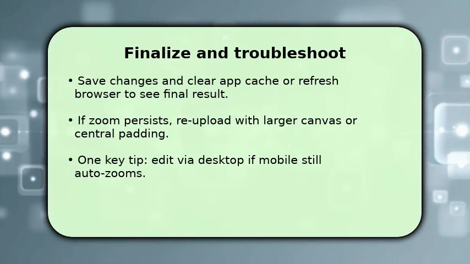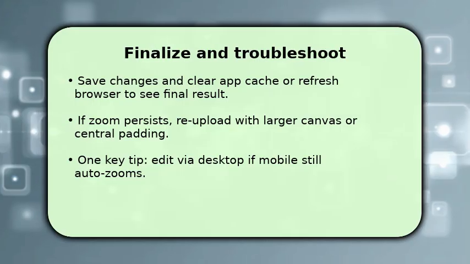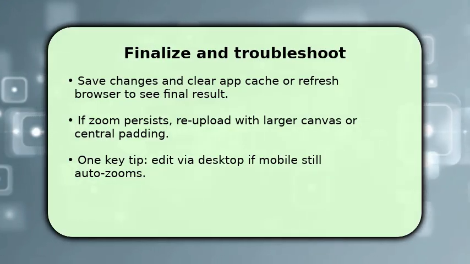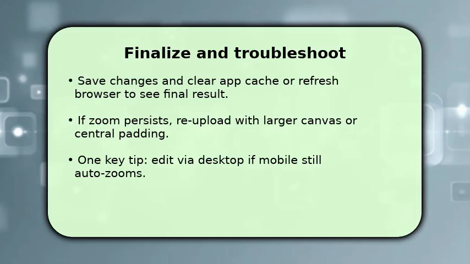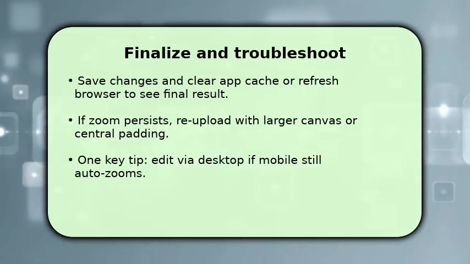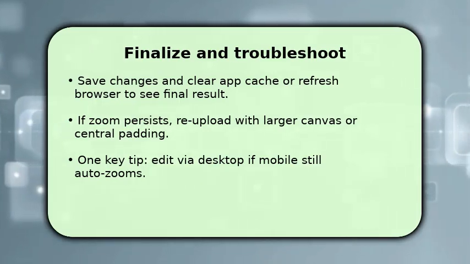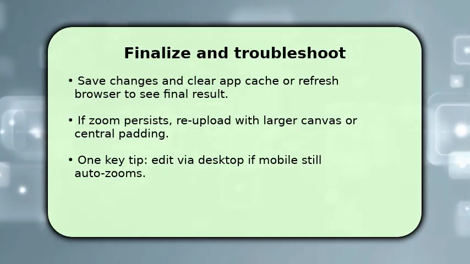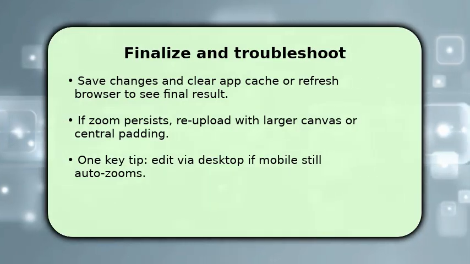Finish by saving and confirming the visible result, then clear the app cache or refresh your browser to ensure the new version loads. If Facebook still zooms, re-edit the image with a larger surrounding canvas or more centered padding so the algorithm won't crop in.